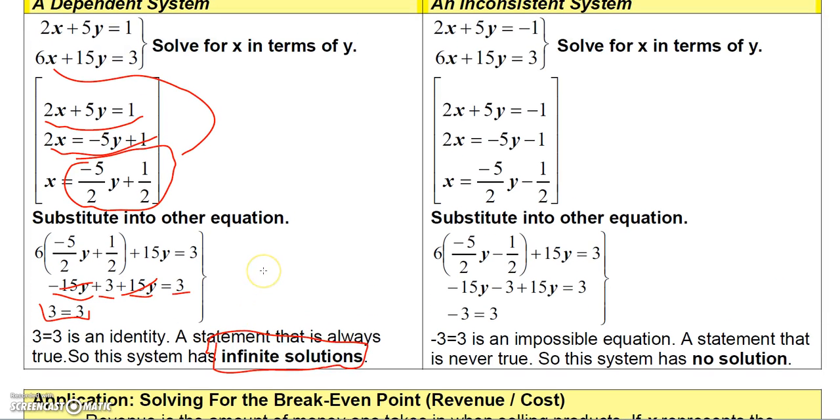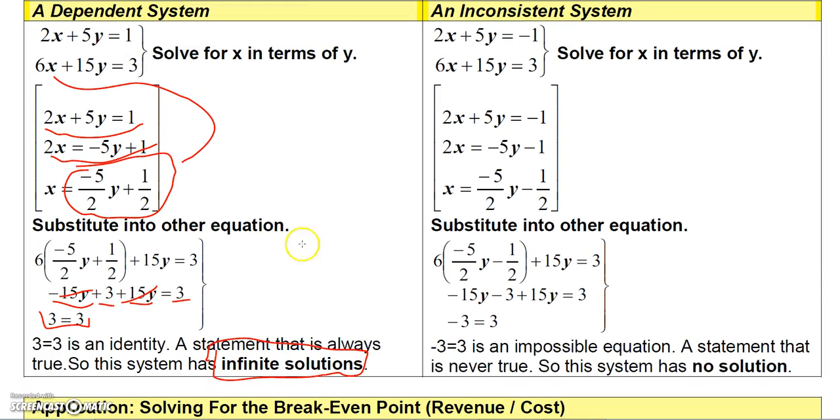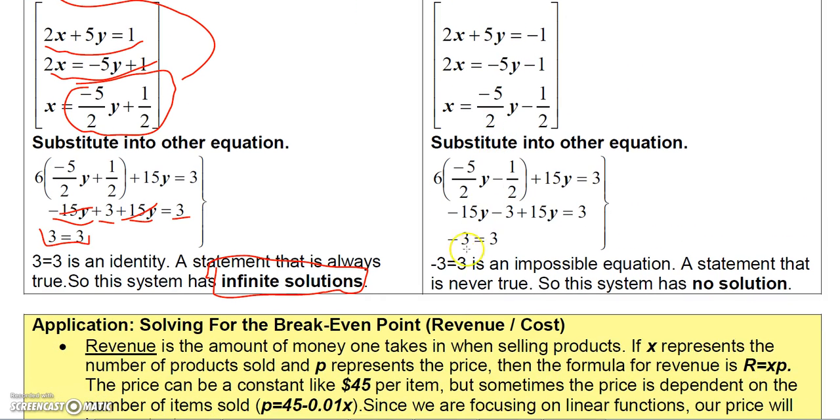Now, since I've already shown you an inconsistent system, I'll just tell you to freeze the video and then you can work through this one. This one is very similar to the one on the left here, except I made a small change here. I changed this number here to -1, and so by changing that, you end up with, at the end, a statement that says -3 equals 3, which is an impossible equation. And that's a statement that's never true, so this has no solution.